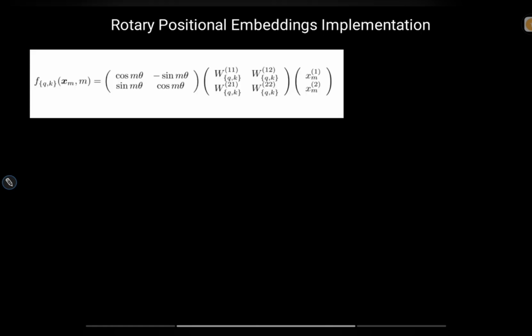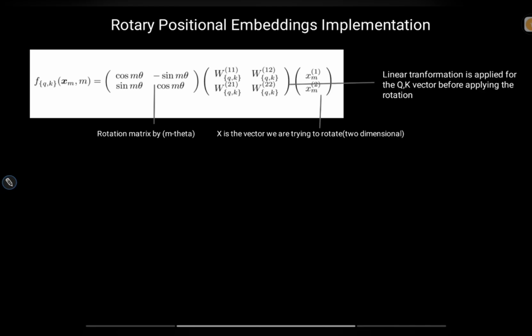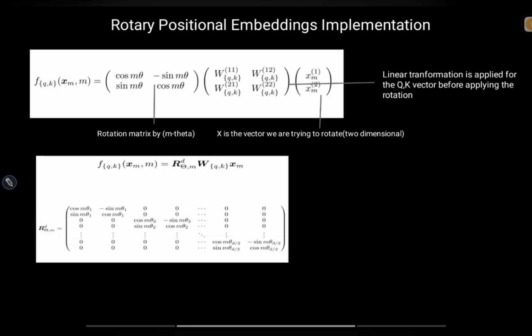We have this function f of q and k, and here this is the rotation matrix which rotates a vector by m theta, and x is the vector that we are trying to rotate. In this example, this is a two-dimensional representation of x, so we first apply the linear transformation to the query and key vectors before applying the rotation. The query and key are multiplied with x, the input, then the rotation matrix is applied to rotate the vector and get the rotary positional embeddings. This is what we talked about for a two-dimensional vector.